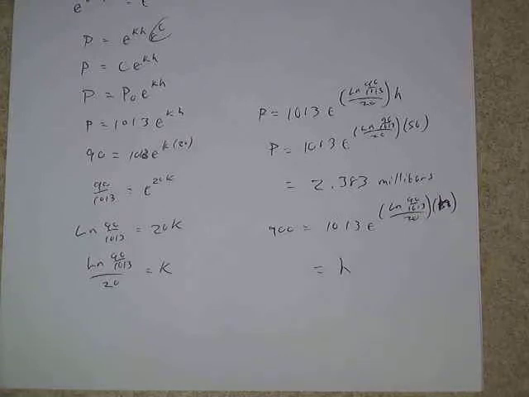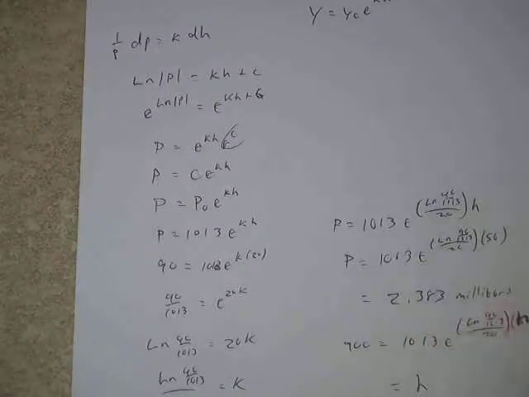if it's 900, shouldn't be terribly far off the ground, should it? Remember, it's 1013 at sea level. 900, we won't have to go up too high to get down to 900, will we? We only have to go up to 20 to get down to 90. Right? So it should be a fairly small number.